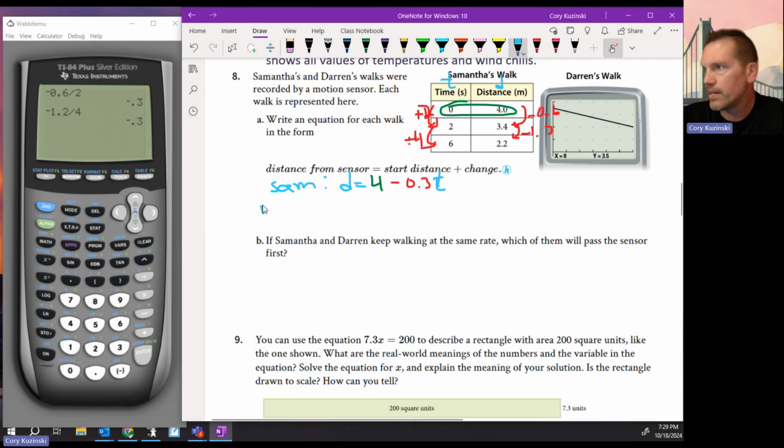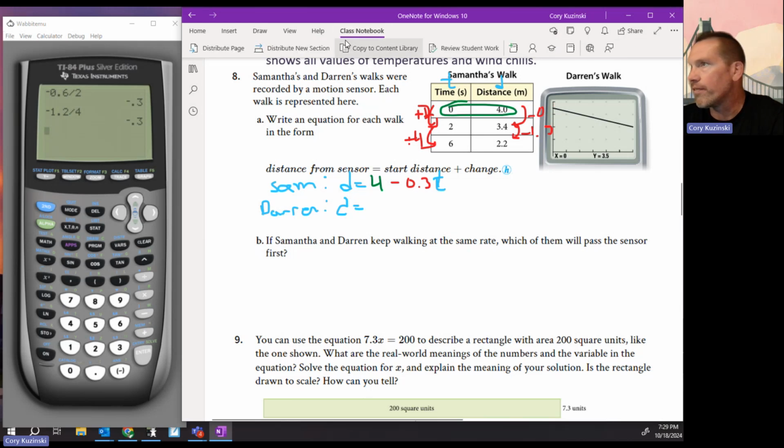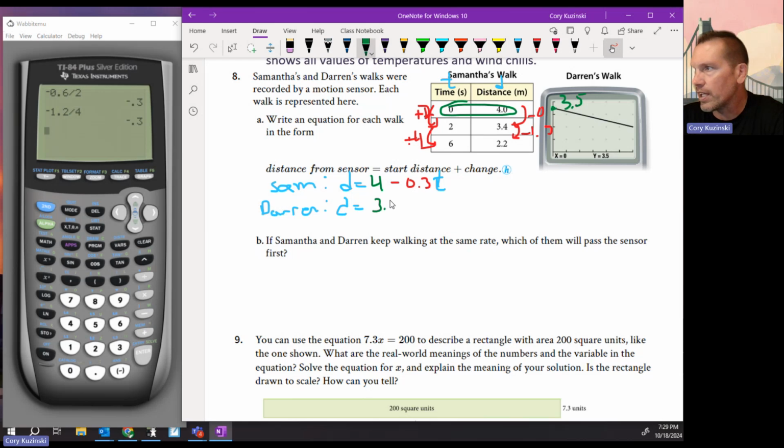My boy Darren. This is not a good mouse to write with. His is distance equals. I gotta erase this stuff. I can't see his y-intercept. I'm gonna call that 3.5, right there. 3.5. He's also walking towards the sensor. So minus, because the line's going down.